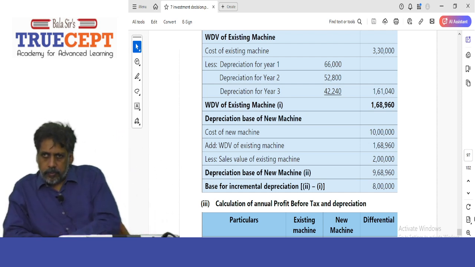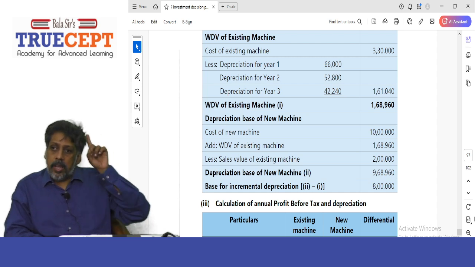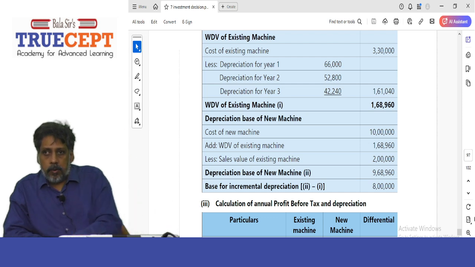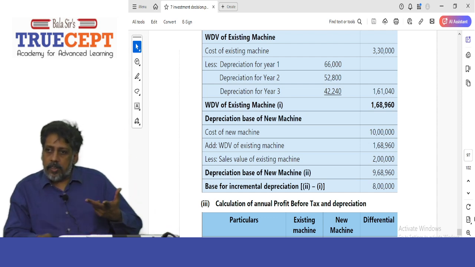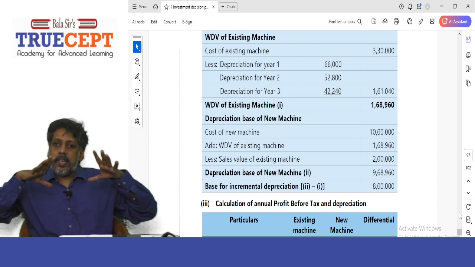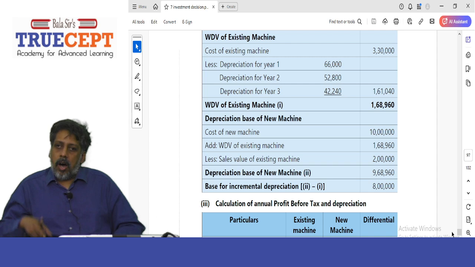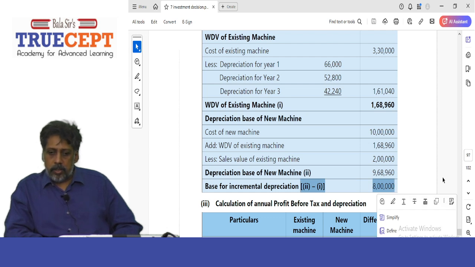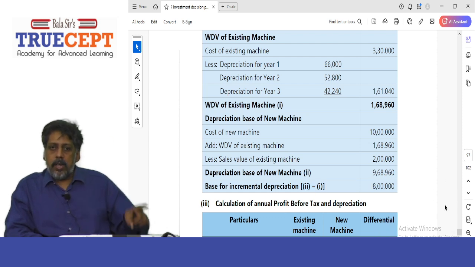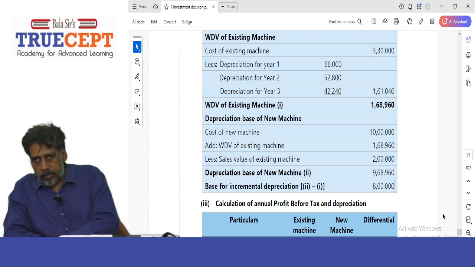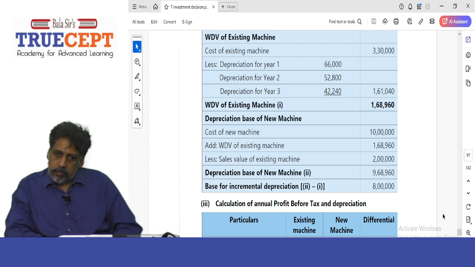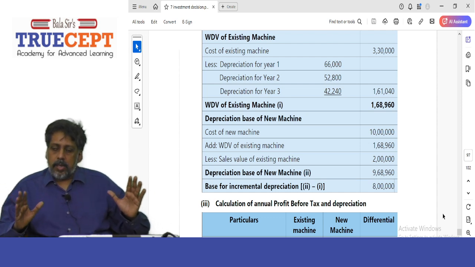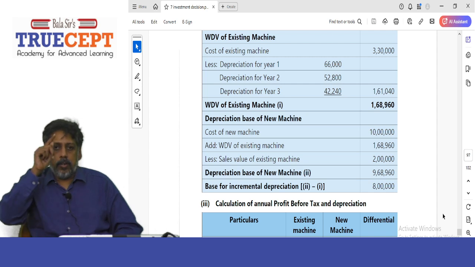Is that fine? But remember, we are going to calculate on the incremental amount, right? So what you should do, 9,68,960 minus 1,68,960, and that is the incremental amount on which we'll be claiming 20% depreciation. So we're going to compute even the depreciation on an incremental basis. So what is 8 lakh? It is the base of incremental depreciation.